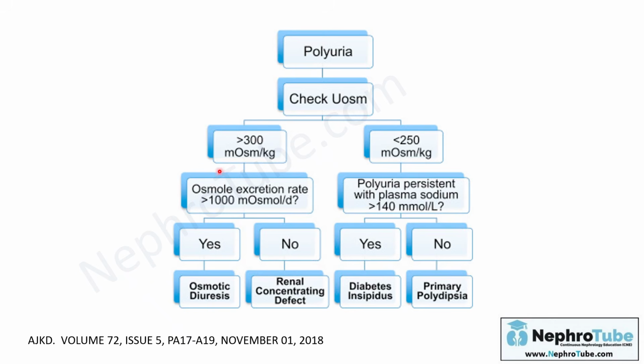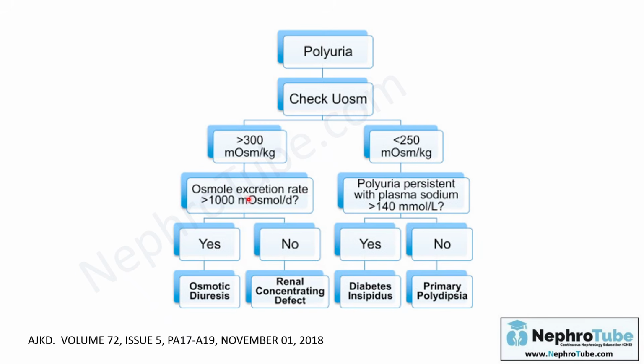Here is a diluted urine, polyuria with diluted urine. Okay, you will find this in diabetes insipidus and primary polydipsia. But if the urine osmolality is more than 300, you have to check the osmol excretion rate. How to check osmol excretion rate? I will show you how to calculate this in the coming slides.